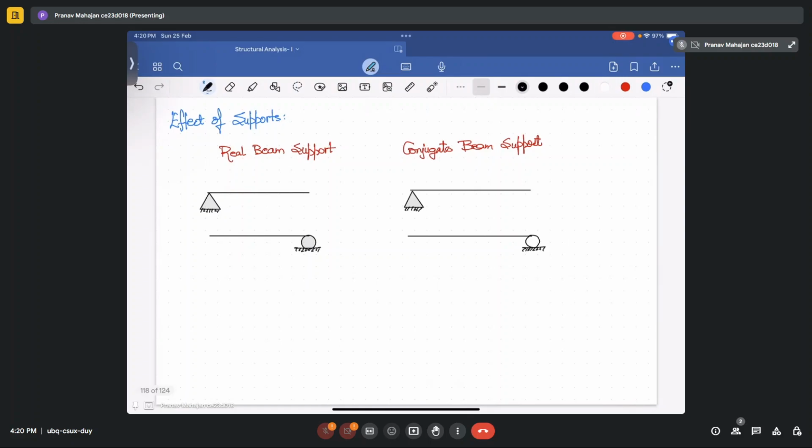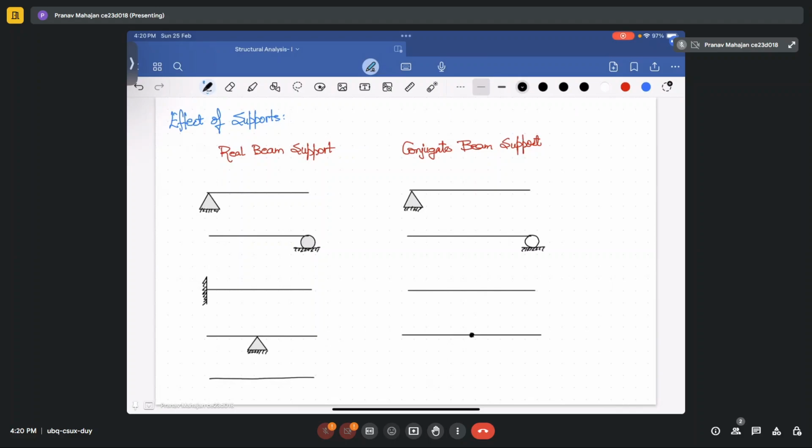If you have a fixed end at any particular point, it will be changed to a free end at that point. If you have any external hinge in between the beam, it will be changed into an internal hinge at that particular point. And if you have any internal hinge at any particular point, it will be changed into an external hinge at that particular point.